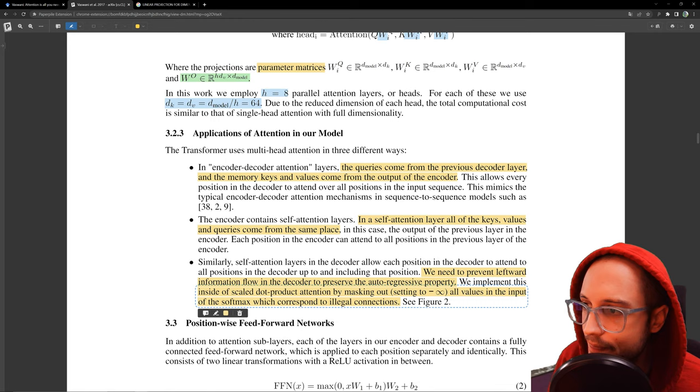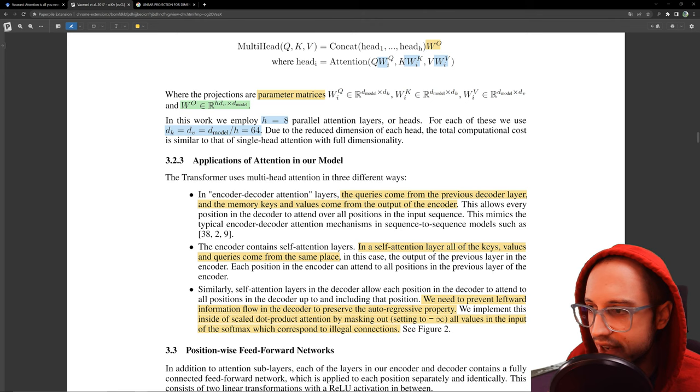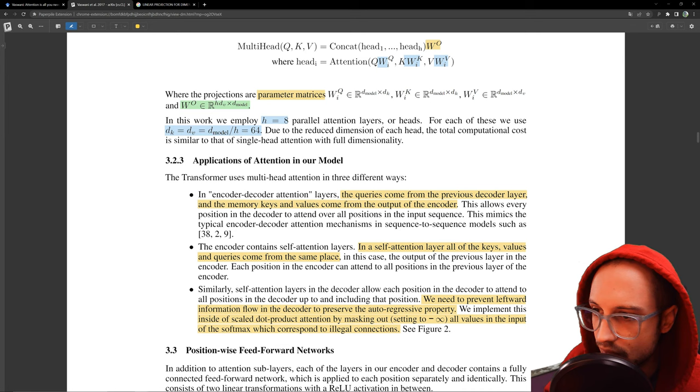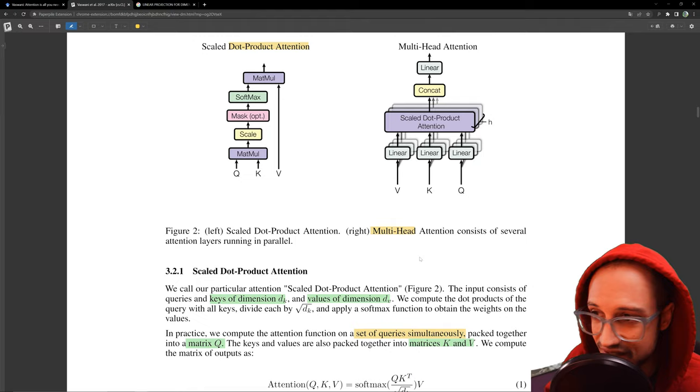So what we were talking about, where you can only pay attention to what you have seen so far, right? The reason they're doing that is to prevent information flow in the decoder. And the way that they're doing that is basically by just setting everything to negative infinity, right? And because this is going through a softmax, negative infinity just means zero. Negative infinity going through a softmax results in zero.